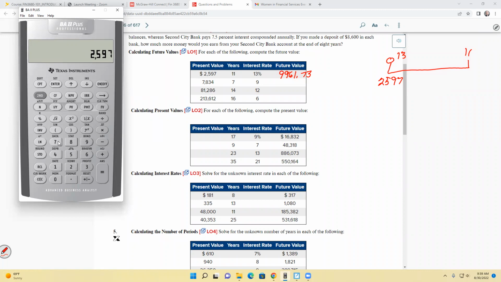2597. What am I going to do with the present value? We're going to make that negative for my present value, and then we're just going to compute future value there. Okay, 9961.73. Is that good, Reagan? Yes. Okay. All right.